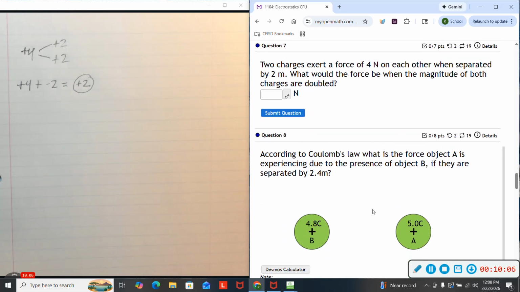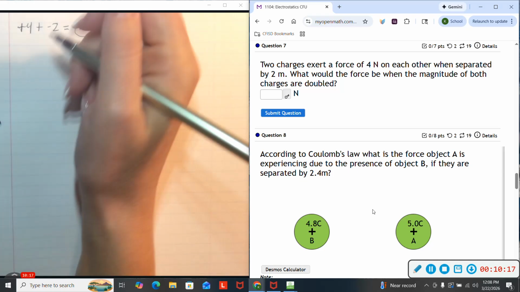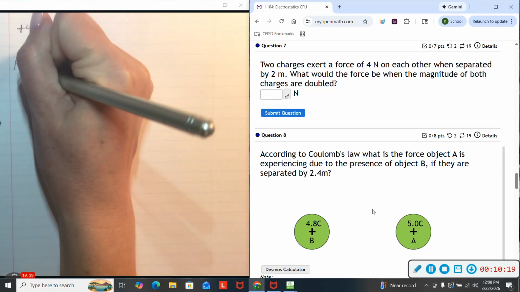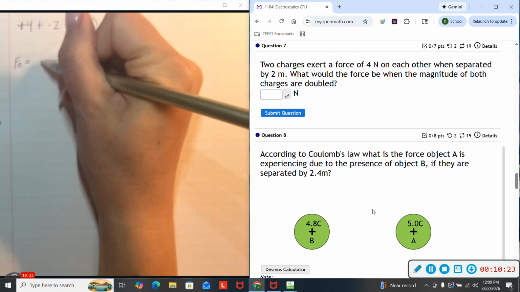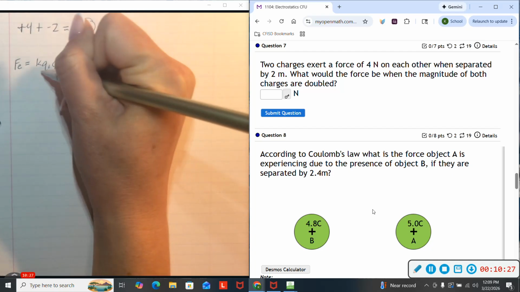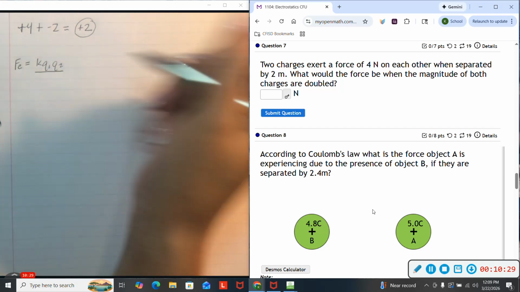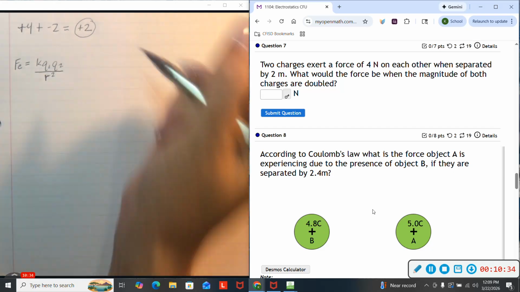Question 7. Two charges exert a force of 4 newtons on each other when separated by 2 meters. What would the force be when the magnitude of both charges are doubled? This is going to bring us back to Coulomb's law. So Coulomb's law is the equation that allows us to calculate the magnitude of the electric force or electrostatic force using this equation, where we have our constant K, our 2 charges Q1 and Q2, and we are dividing by the distance of separation squared.